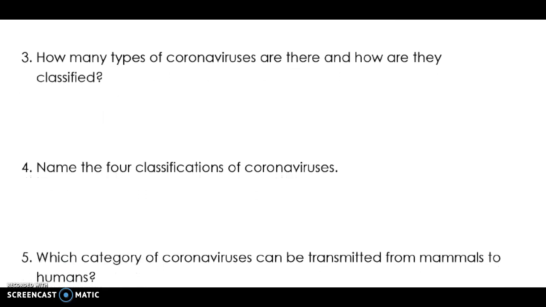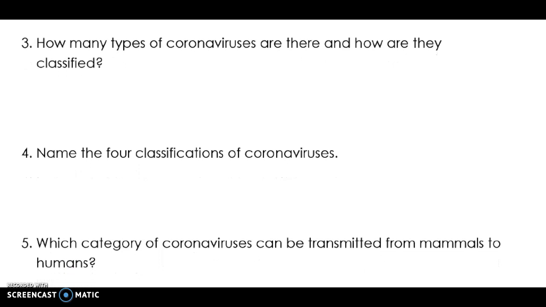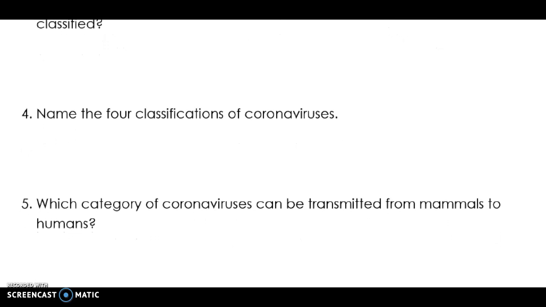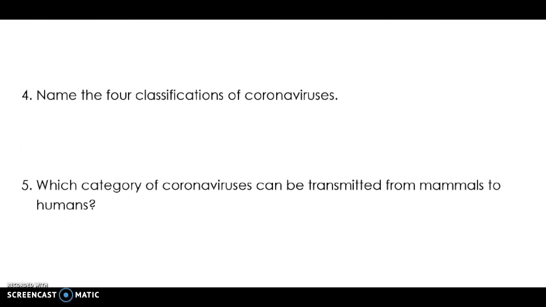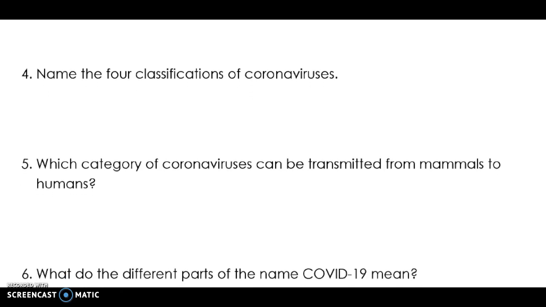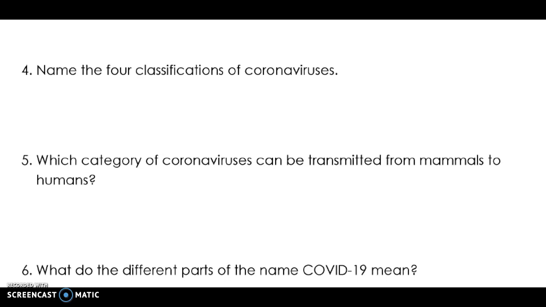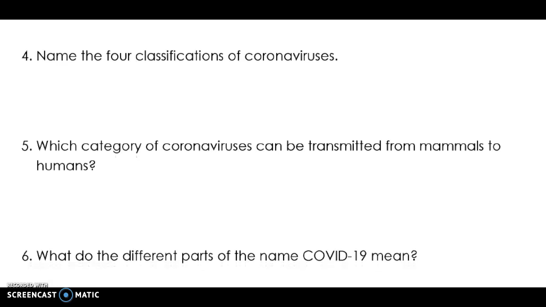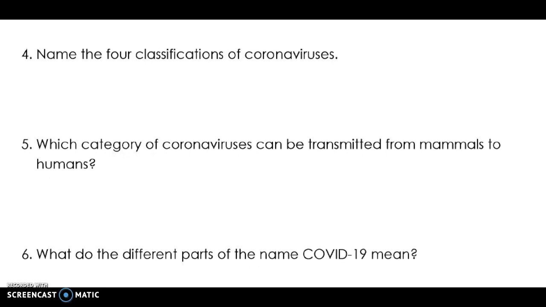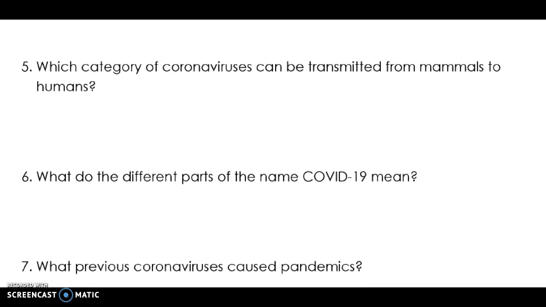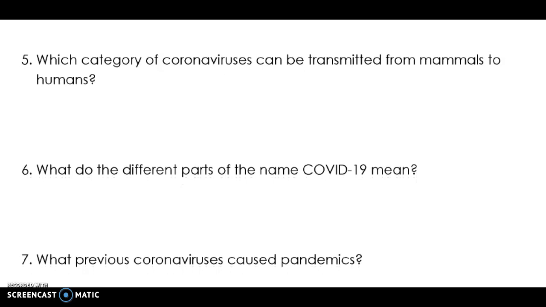Which category of coronaviruses can be transmitted from mammals to humans? Alpha and beta, these are the 2 categories that can be transferred from mammals to humans. You must have seen that I'm repeating the entire stem as the answer. What do the different parts of the name COVID-19 mean? CO stands for corona, VI stands for virus, D stands for disease, and 19 stands for the year 2019 in which it was discovered. The last question: what previous coronaviruses caused pandemics? One is SARS, the second is MERS.